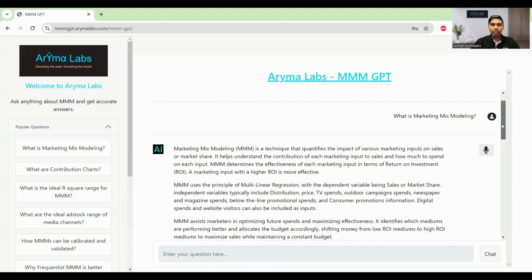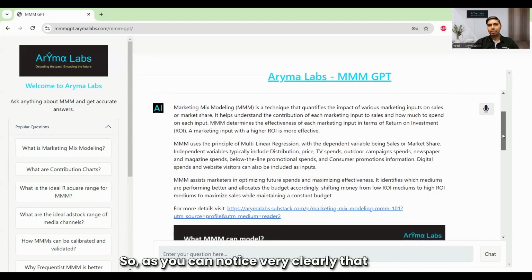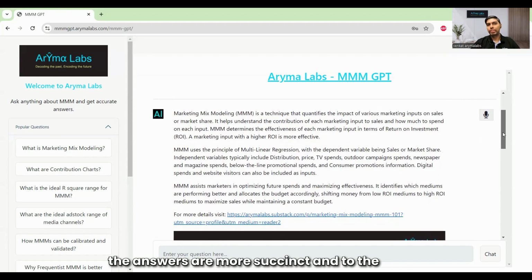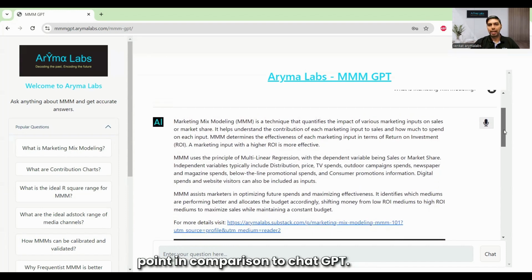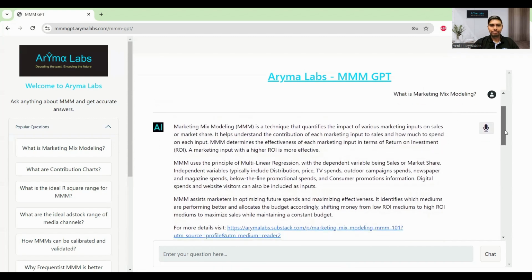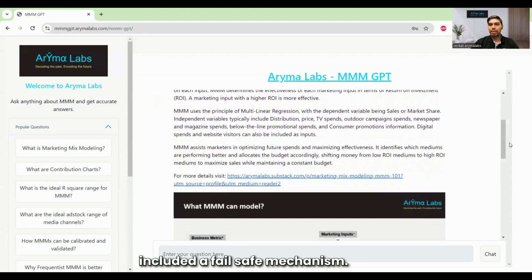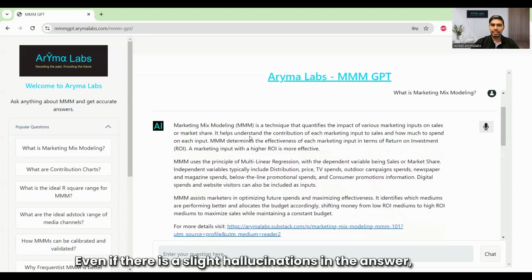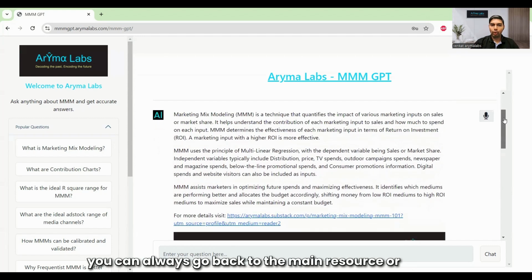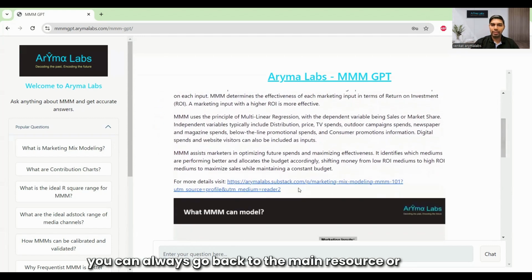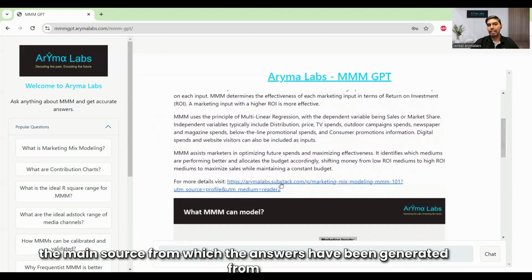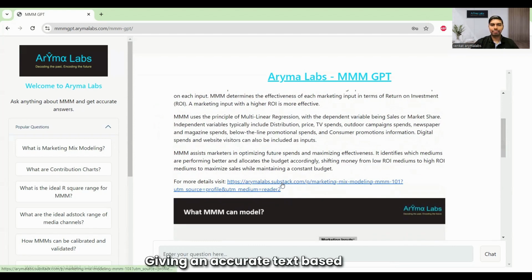Here we are. As you can notice very clearly, the answers are more succinct and to the point in comparison to ChatGPT. And further, we have also included a fail-safe mechanism. Even if there is a slight hallucination in the answer, you can always go back to the main resource, the main source from which the answers have been generated.